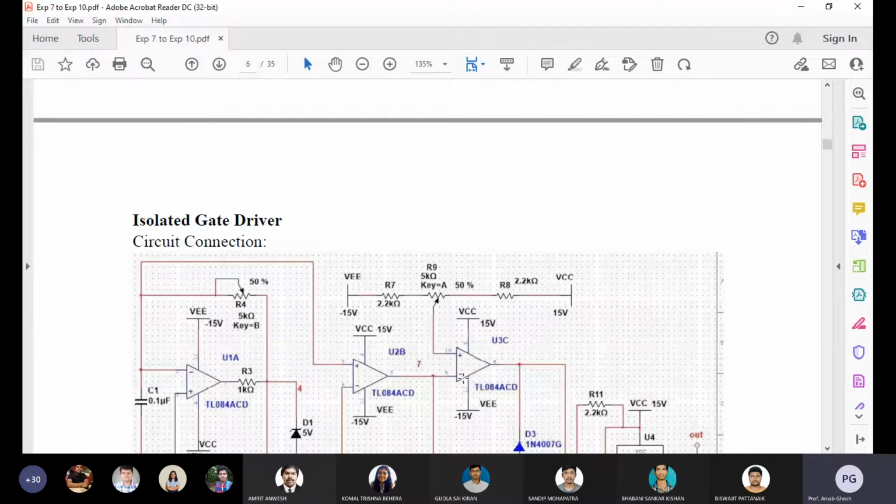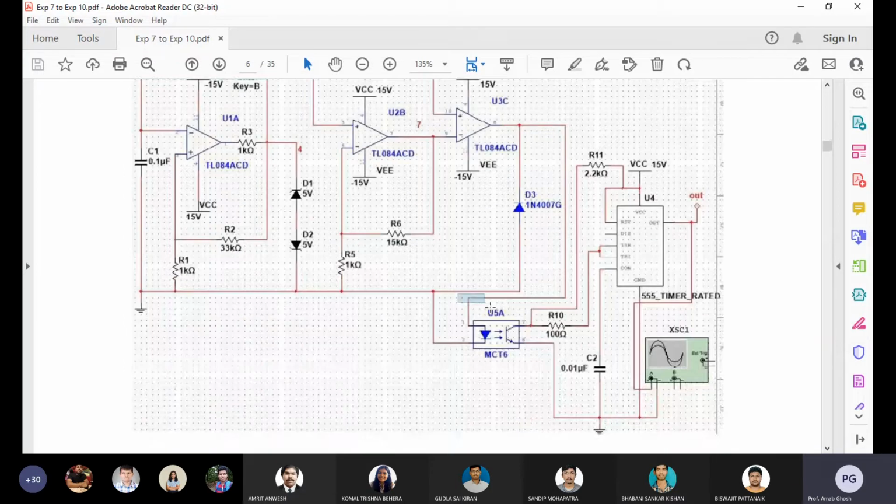Now we are talking about the isolated type gate driver. What kind of isolation are we doing? We are using the opto-isolator MCT2E after that gate pulse. So we are isolating the output of the 555 timer and the pulse generated from the op-amp. Both circuits will be isolated by using MCT2E. The configurations are given over here, and from that configuration we directly get that value.